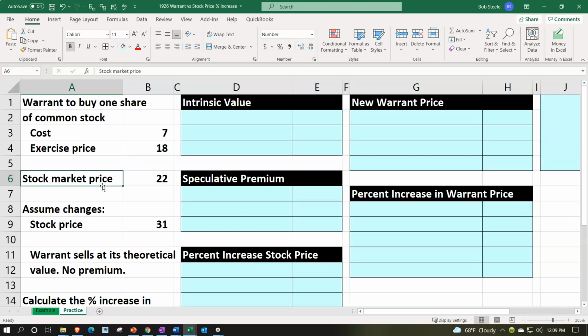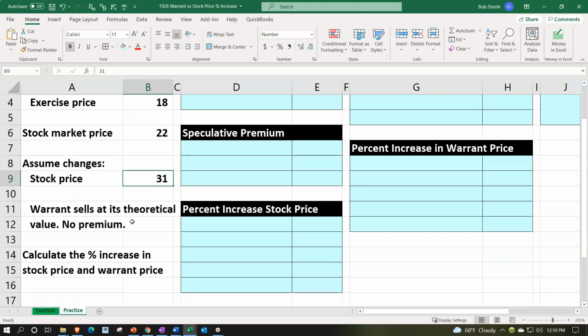So if we had the warrant and we can exercise it, then we would be getting it for $18 versus the $22, but we've got to pay $7 currently to get the warrant. And then we have to assume the changes. We're going to assume changes that take place in the future, meaning the stock price is going to go up to $31 and the warrant sells at its theoretical value. So we're not going to have any premium at that point in time, which we'll take a look at shortly. So given those circumstances, we want to calculate the percent increase in the stock price and the warrant price.